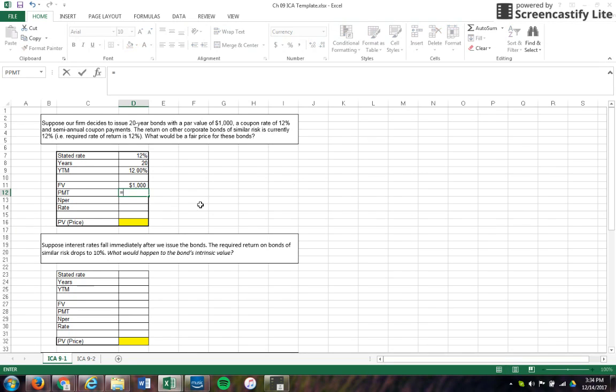In order to calculate the payment, we take our stated rate times the par value on the bond of $1,000. But since it's twice a year, we divide that by 2.